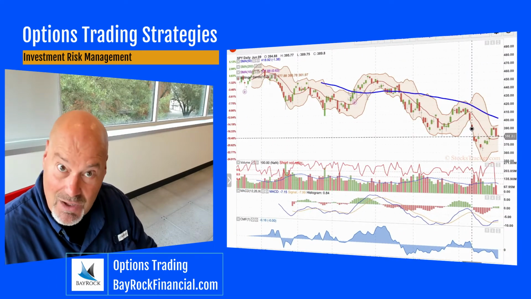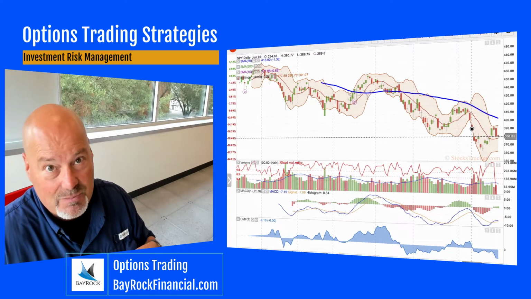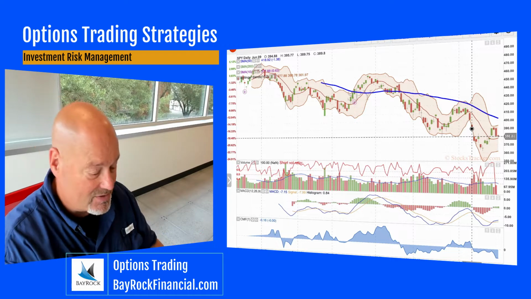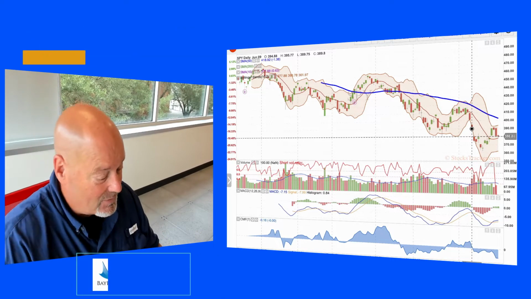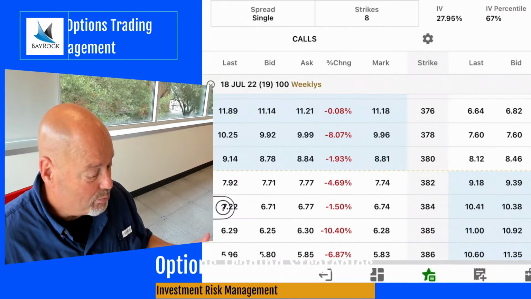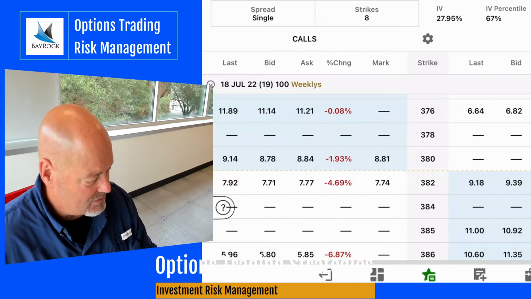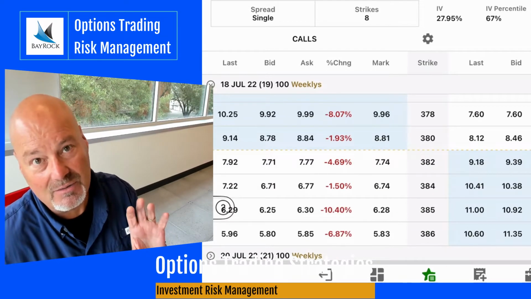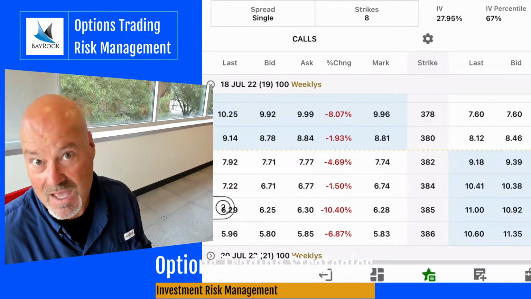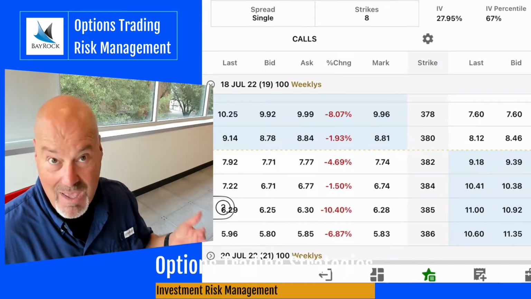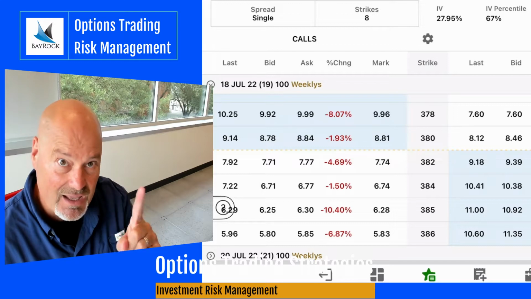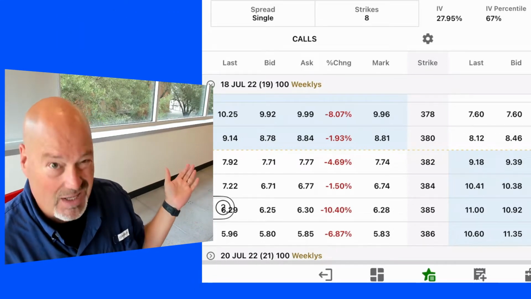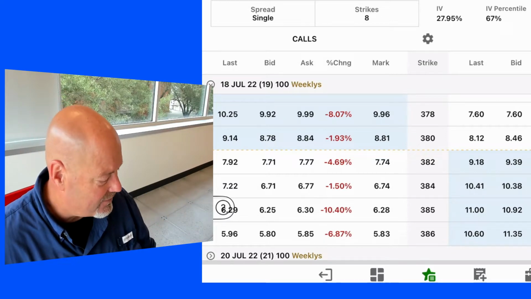Now, it may go up, it may go down. I don't know unless my crystal ball is fixed, and it's not fixed. It's still in the shop. So I don't know if it's going to go up or down. But if I wanted to protect the gains that we have in SPY and even make a little money, I could sell a contract, sell a call for the 18th of July, not that far out.